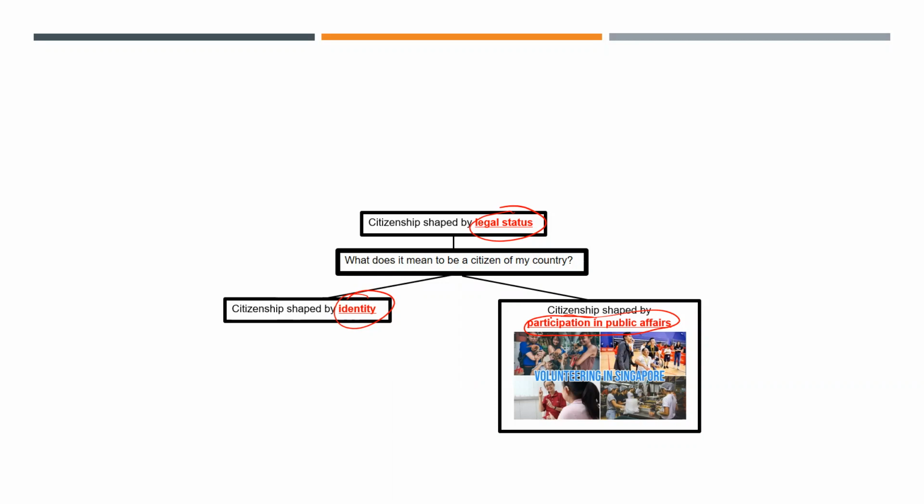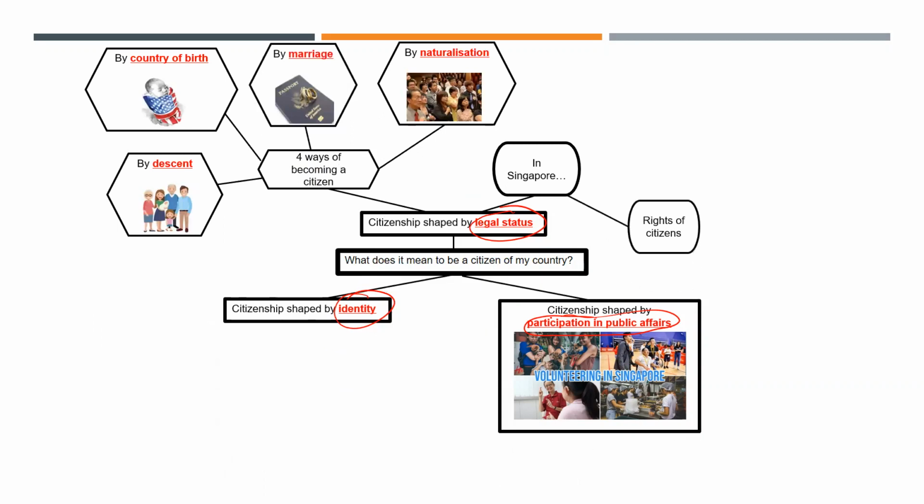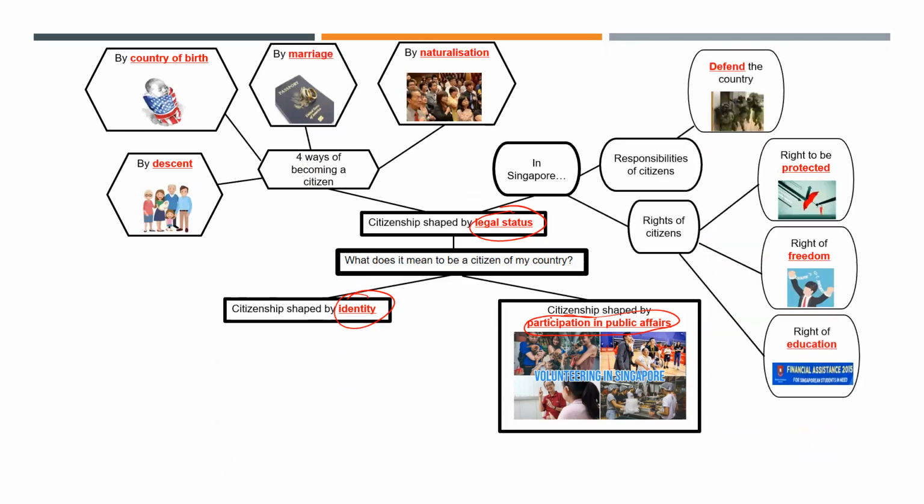Now I'm going to expand a bit and tell you what each factor can mean. For legal status, you will notice that it involves becoming a citizen, so you are considered a citizen by law. You can become a citizen by being born into the country, by marrying someone who is already a citizen, or by living long enough in the country and naturalizing. Or maybe you're just the son or daughter of a citizen, so by law you're considered a citizen.